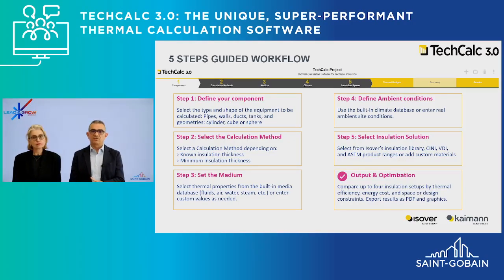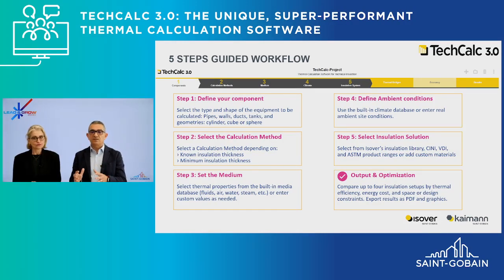The fifth step is to select the insulation solutions. You can select from the library, from Isover or other libraries of CINI, BDI, or ASTM. All products of Saint-Gobain are included in the database from different markets, from HVAC, from marine, and for industry. And of course, it's possible to include new materials inside, and you can use them for your solutions.